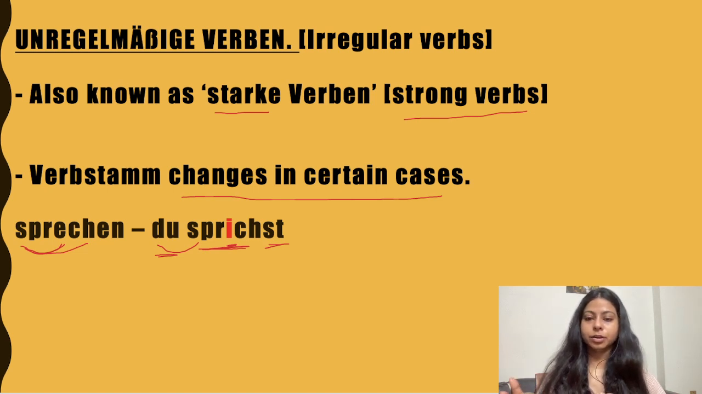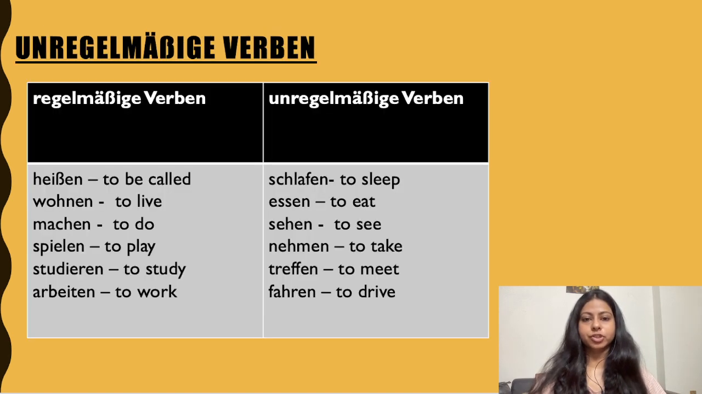There are some irregular verbs which we will also see in detail. Unfortunately, there is no formula to remember irregular verbs because there are many of them, and it will only come with practice over time. As you conjugate more verbs, you will understand which verb is irregular and which verb is regular, whose verb stem changes and whose verb stem doesn't change.